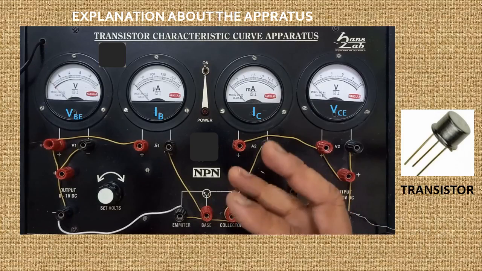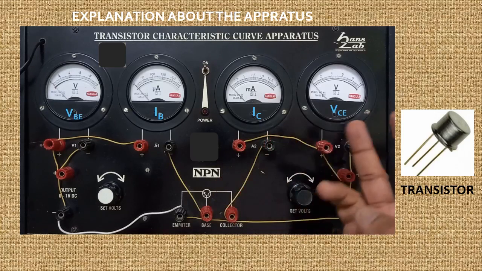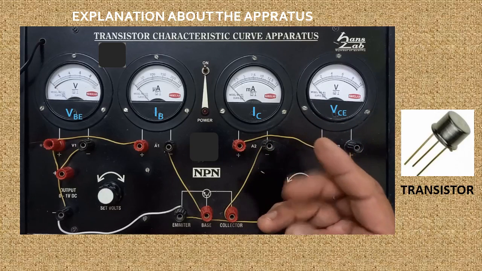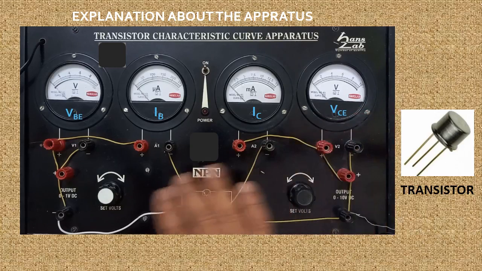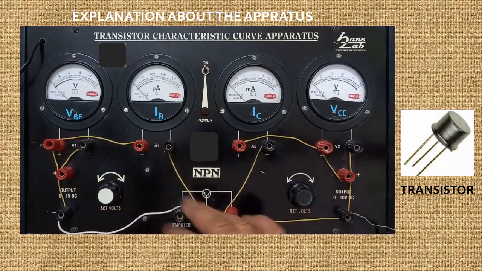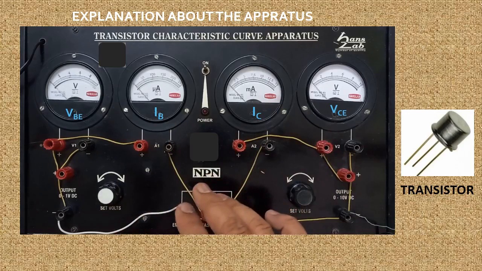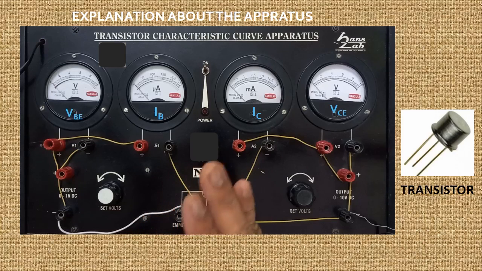Here the NPN transistor is connected internally. The transistor has three terminals, as shown in the photo. They are called emitter, base and collector. As per the circuit diagram, the peripheral connections are given in the board. Are you clear? By using this board, by adjusting the various voltage values and current values, we are able to measure the three parameters of the transistor. That will be taught in the next successive presentations.